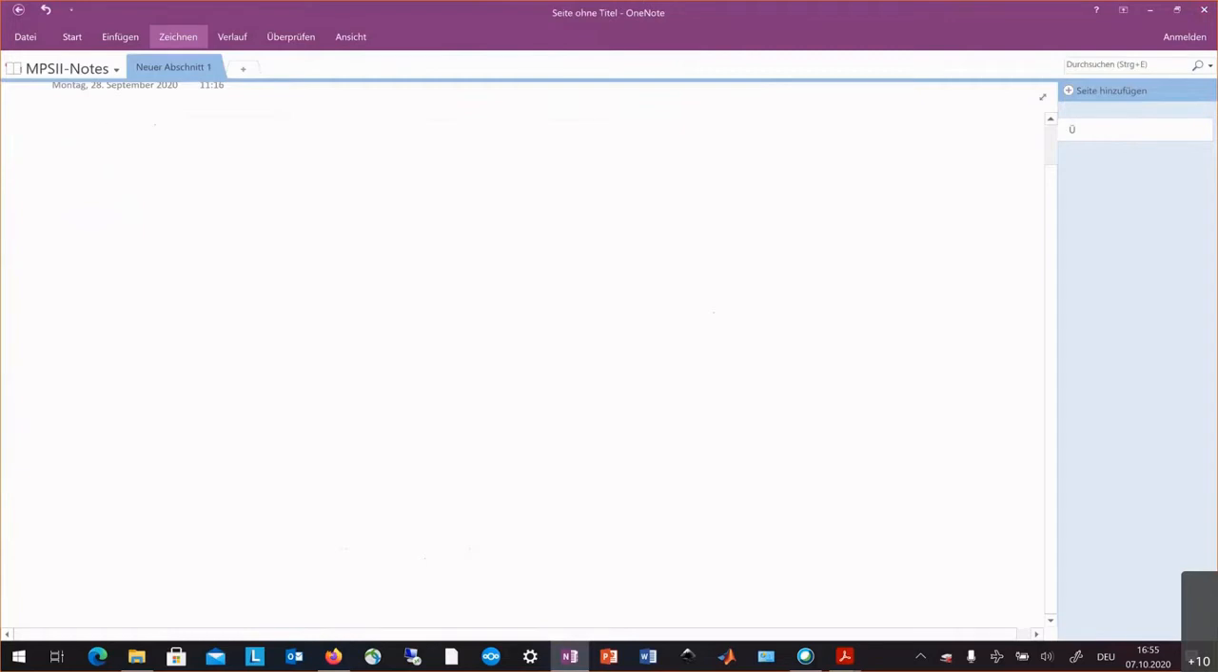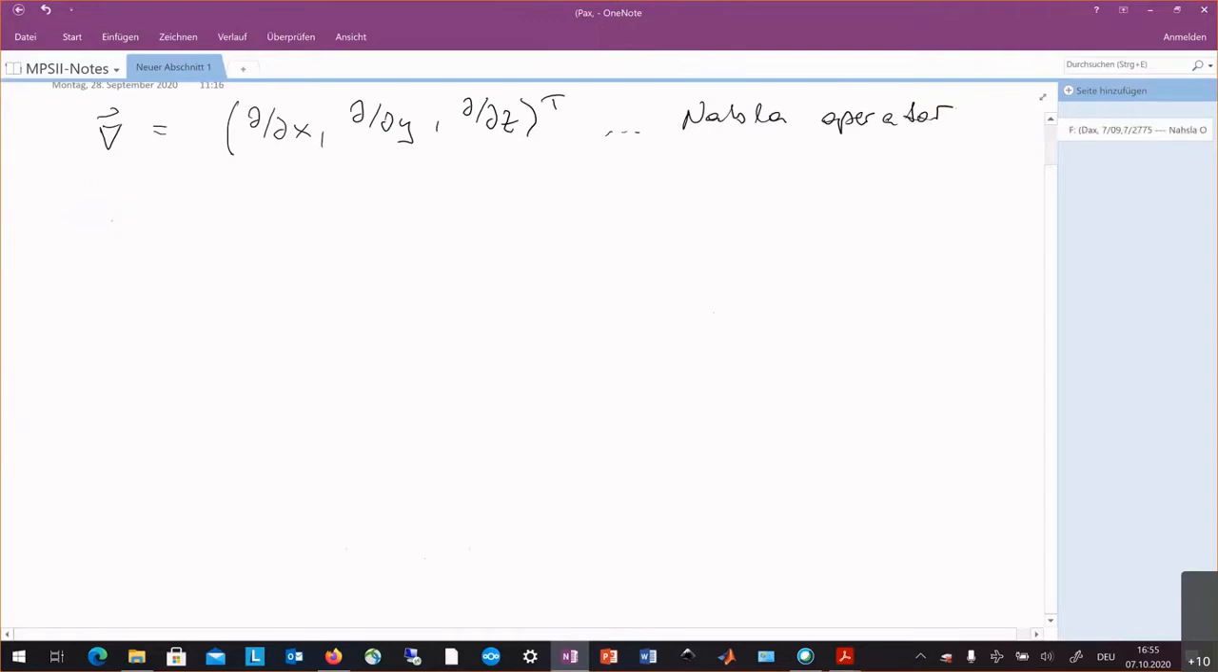As you know, the Nabla operator is a vector operator where we have the partial derivative with respect to x, with respect to y, and with respect to z, and t is the transposed. We call this the Nabla operator. It can operate on a scalar quantity phi, which we call the gradient of phi. It is just the partial derivative of the scalar function with respect to x to get the x component, with respect to y to get the y component, and with respect to z to get the z component.